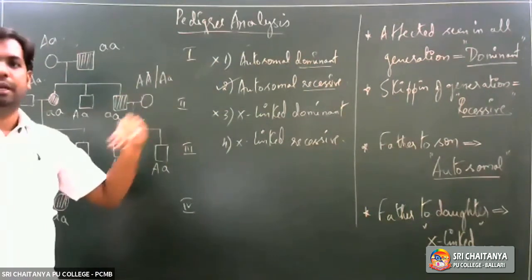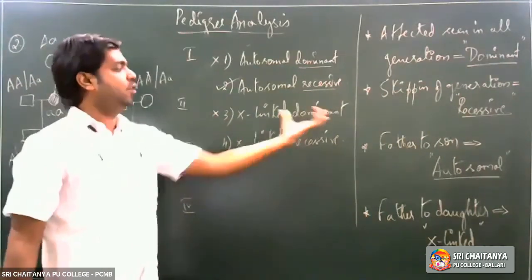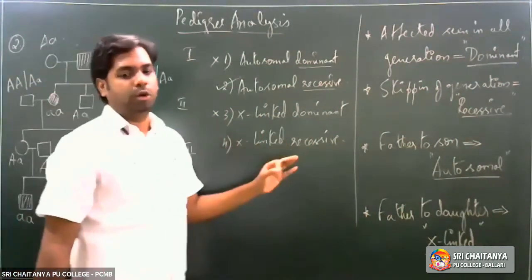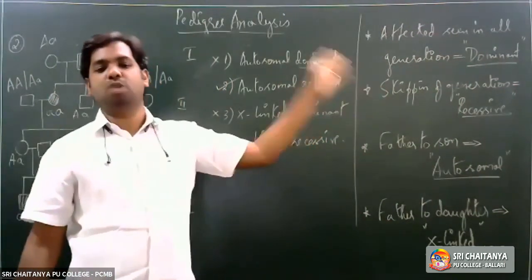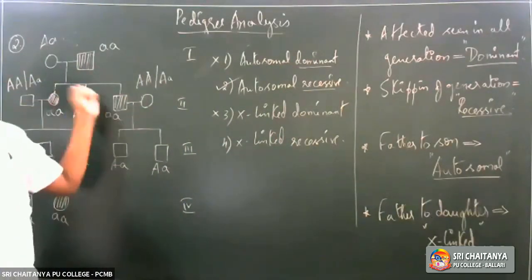In the next session, we'll take up two more examples and we'll see how exactly X-linked dominant pedigree and X-linked recessive pedigree look like. The only thing you need to remember is these 4 steps, right? So based on these 4 steps, we will be able to identify what exactly this pedigree is all about, right?